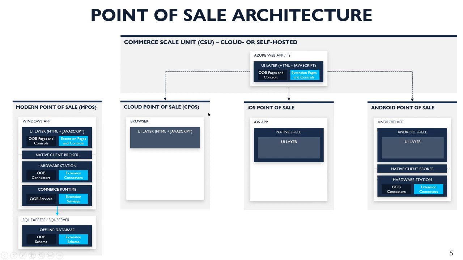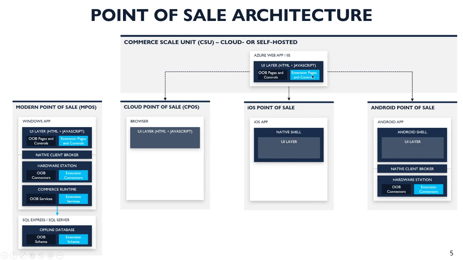The cloud point of sale, as I said, connects to the web service or web app hosted in the CSU. Then we have the other two versions, the iOS point of sale and the Android point of sale, which the SDK calls the hybrid app. Both the iOS and Android apps are just a shell; internally, they render the cloud point of sale. So the same extension you deployed for the cloud point of sale in the CSU will be rendered in the iOS and Android point of sale.